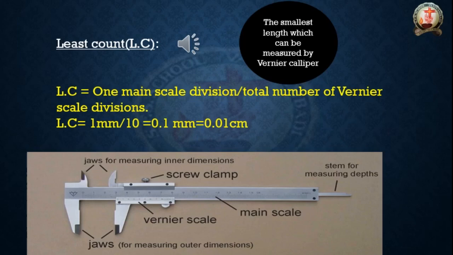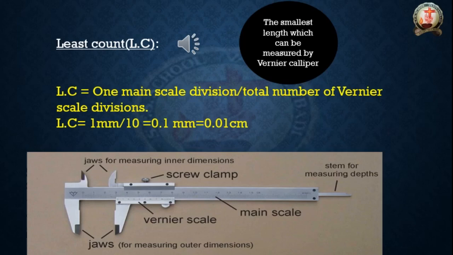We have to find the formula. So what is the formula? Least count is equal to 1 main scale division divided by total number of vernier scale divisions. Please see the formula. 1 main scale division means, on the main scale, what is 1 main scale division? 1 millimeter only.